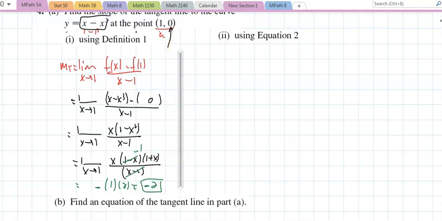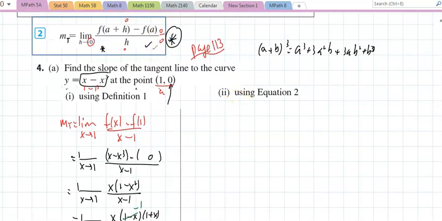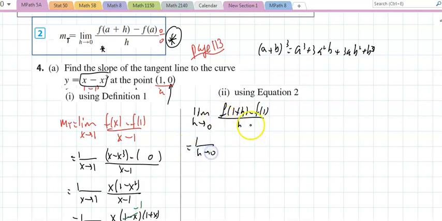Using definition 2. Definition 2 says find the limit as, and there's definition 2 right there. And also I want to unclutter that, it has too much on it. If I take the limit as h approaches 0 of f of 1 plus h minus f of 1 all over h, that is the limit as h approaches 0. f of 1 plus h would be 1 plus h minus 1 plus h cubed, minus f of 1, I know that's a 0 in this case, over h.